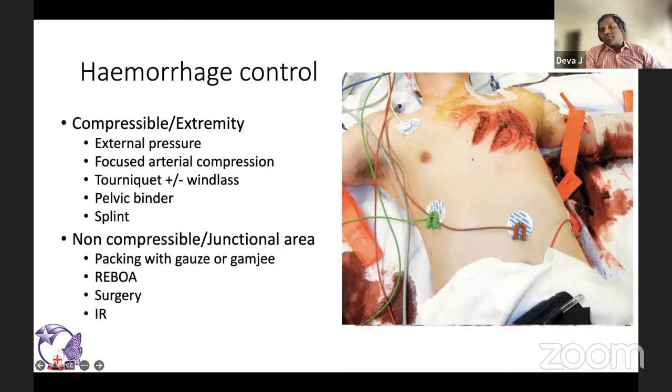So you see this trauma victim is being resuscitated. He has a windlass on the left and a windlass on the right, which is partially seen. So that's for extremity amputations.